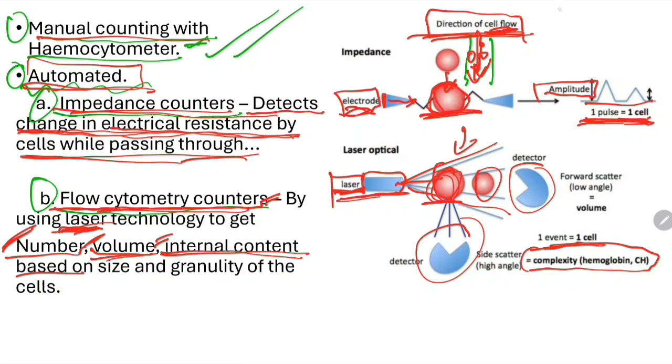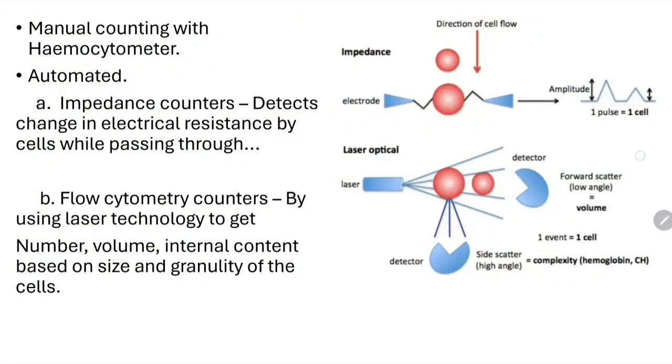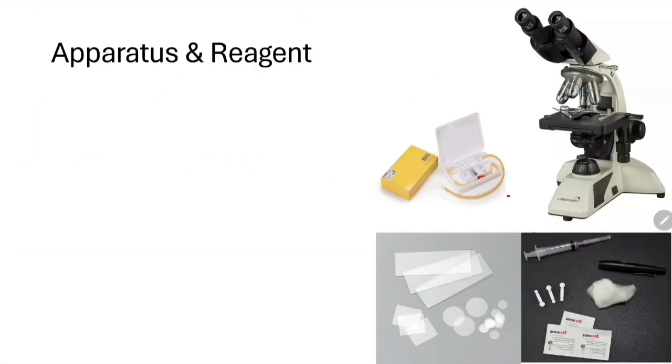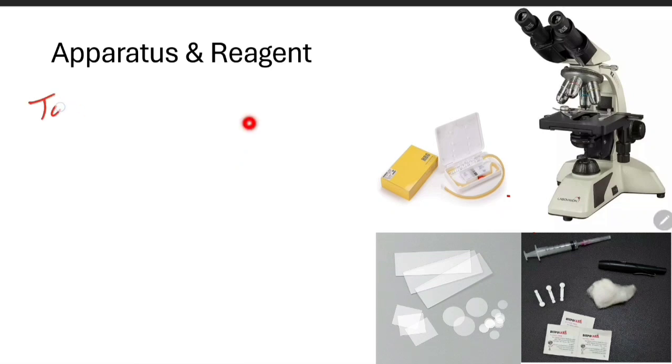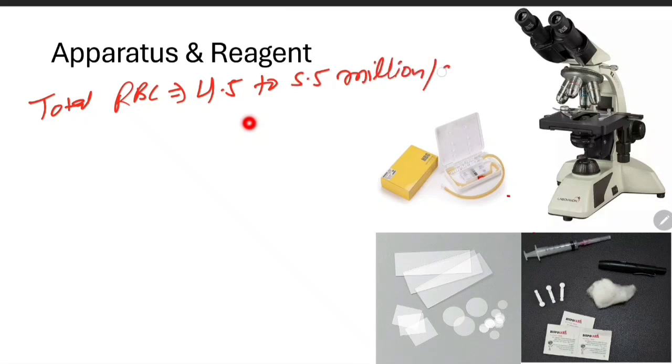So let's discuss manual counting with the hemocytometer box, okay. So let's start. This is the manual method. We need some basic instruments. Before going to the test, here I want to clear one more thing: what is the normal count of RBC. I am going to discuss the total RBC count. The normal count is around 4.5 to 5.5 million per cubic millimeter of blood.